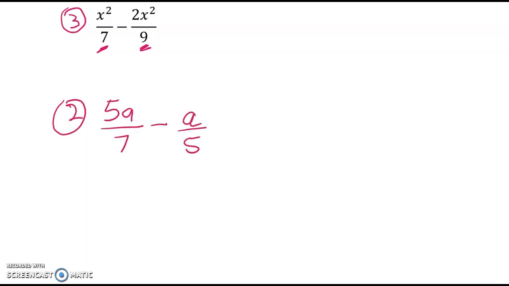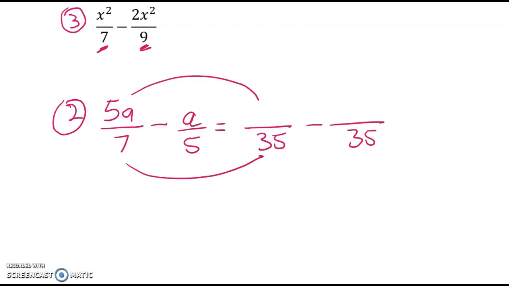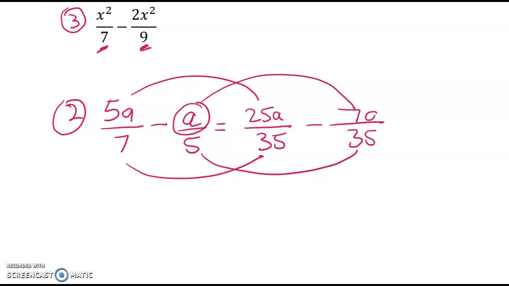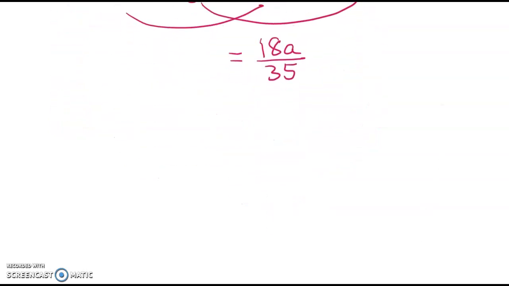Number 2 is this one. My common denominator is going to be 35. Again, what do I do to 7 to get 35? Times by 5. This becomes 25a. I need to times this a by 7. So I end up with 25a, take away 7a, 18a over 35.